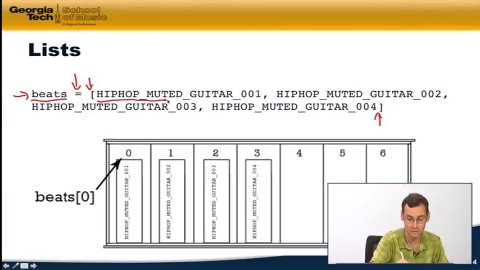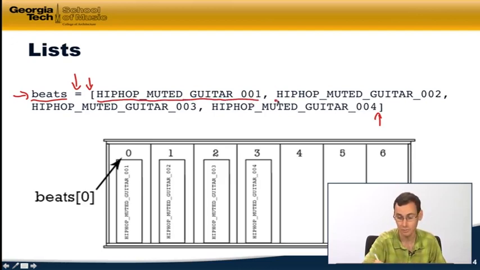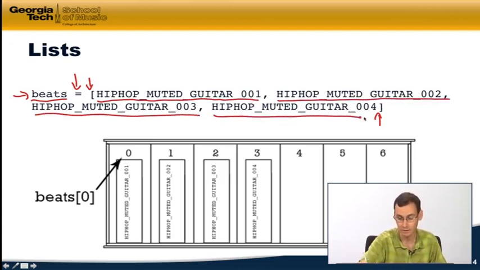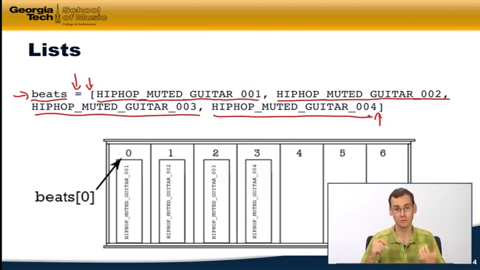So here I have different sounds from the library. Hip-hop muted guitar 1, hip-hop muted guitar 2, hip-hop muted guitar 3, hip-hop muted guitar 4. So I have 4 items in my list, and each of those are being stored in a different slot. You can almost think of it as a bookshelf.